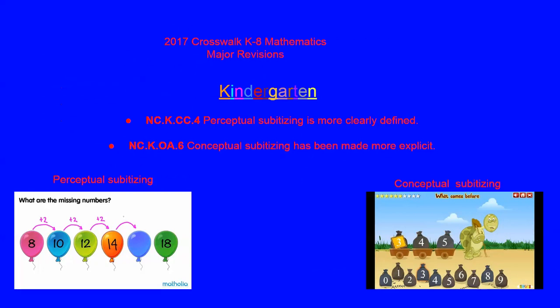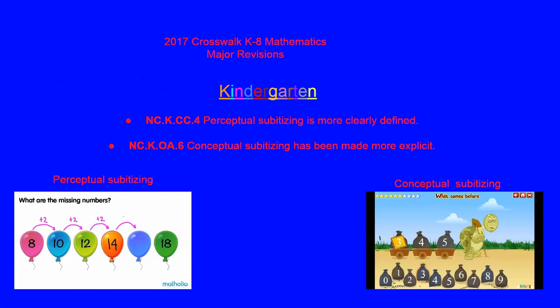The 2017 Crosswise K through 8 Mathematics Major Revisions. It is within the grade level of kindergarten that there is a focus on perceptual subitizing, which is more clearly defined. It is defined as what they see with their eyes, as seen in the below example. What are the missing numbers? Conceptual subitizing has been made more explicit.